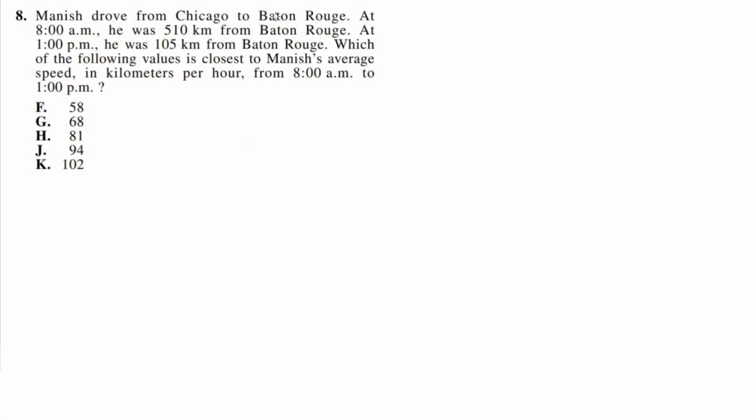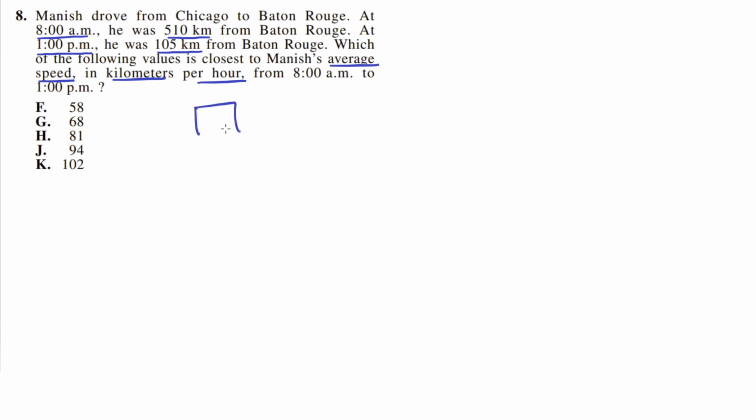Manish drove from Chicago to Baton Rouge at 8 a.m. He was 510 kilometers from Baton Rouge. At 1 p.m., he was 105 kilometers from Baton Rouge. Which of the following values is closest to Manish's average speed in kilometers per hour from 8 a.m. to 1 p.m.?